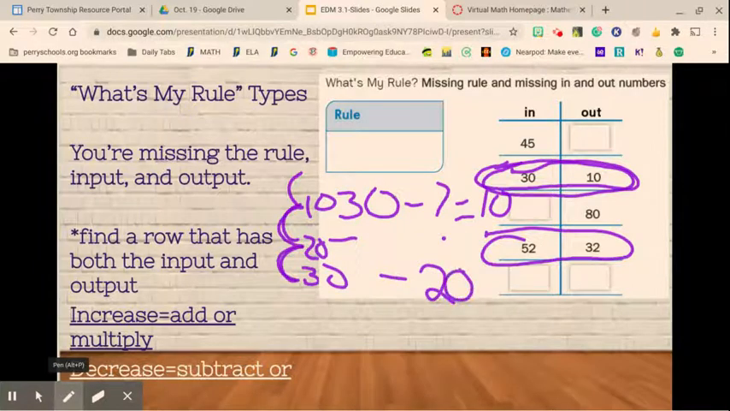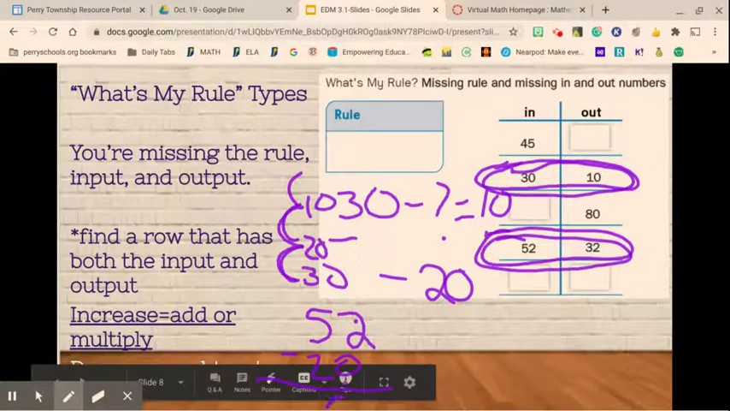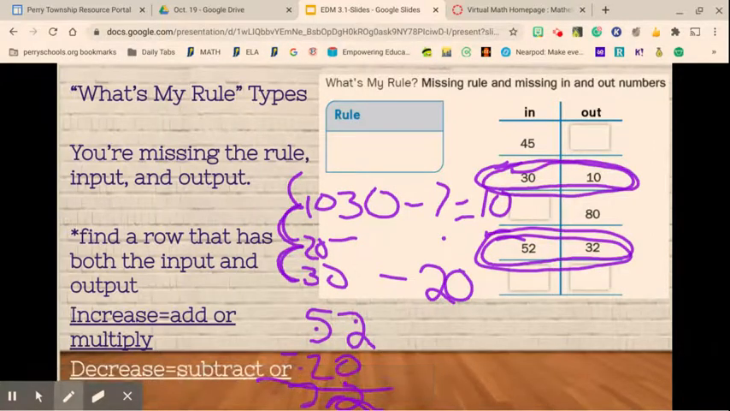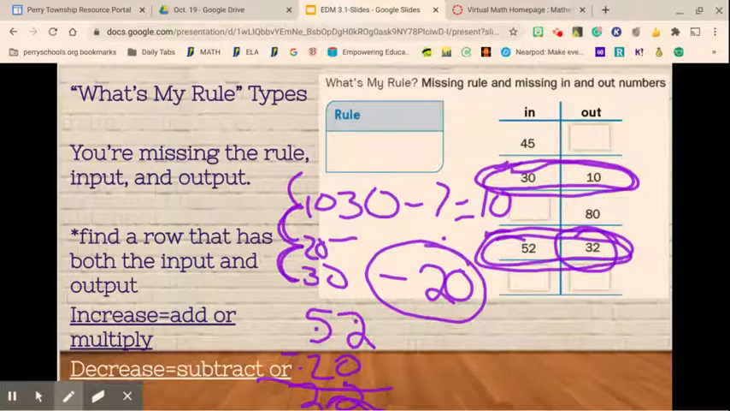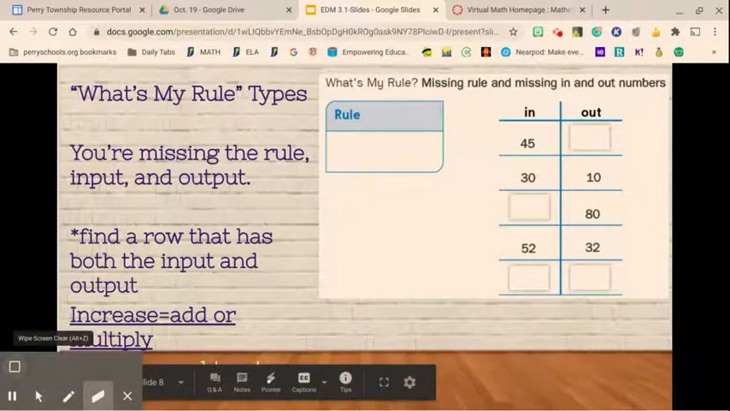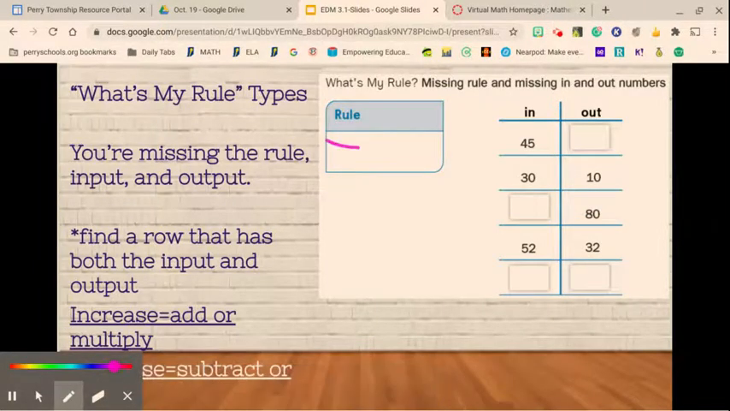Let's see if that works for my second one. 52 minus 20. 2 minus 0 is 2. 5 minus 2 is 3. And 32 is my answer. So I don't know these other ones, but I'm guessing that my rule is going to be minus 20. I'm going to clean this up a little bit so that we can see again. So my rule is going to be minus 20.